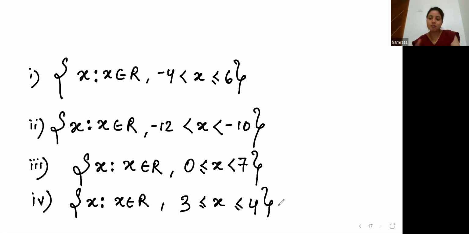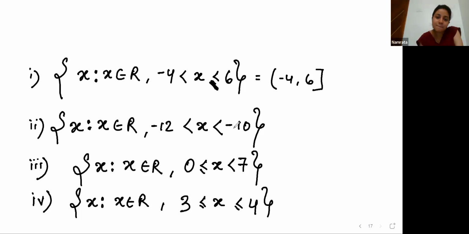Okay, so now tell me what will be the interval form. For the first one, what will be in interval notation? What can be written over here? A small bracket -4 and then 6 big bracket, bigger bracket, right? Because 6 is included over here. The equality sign shows that 6 is included in this set.